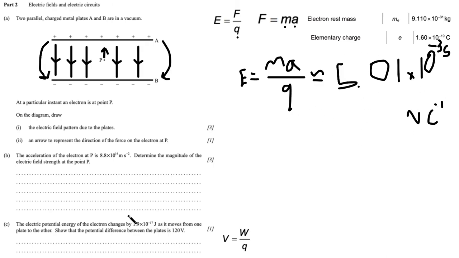Okay, so next we have to find, the electric potential energy of the electron changes by 1.9 times 10 to the negative 17 joules as it moves from one plate to the other. Show that the potential difference between the plates is 120 volts. So we're given all three of these variables, so we just have to show. So we know that the work is given right there, 1.9 times 10 to the negative 17 joules. We know Q, well, that's just the charge of the electron. So we type that in.